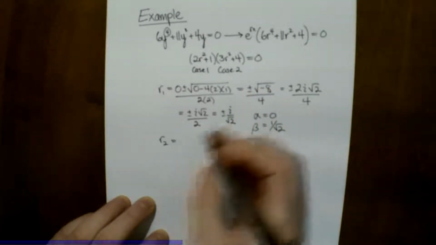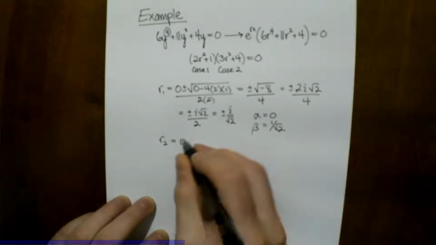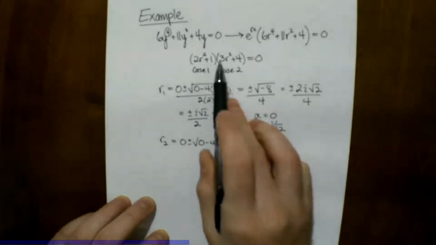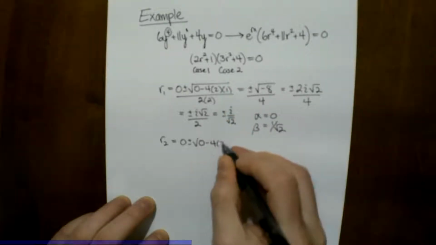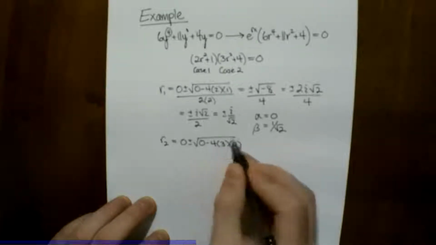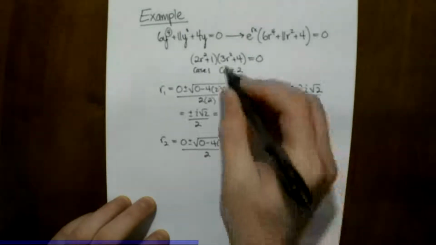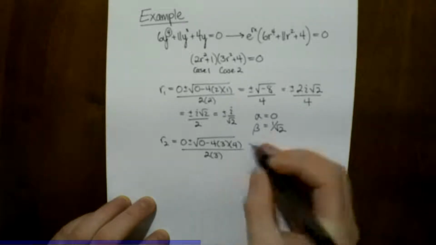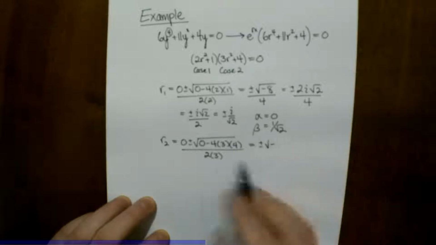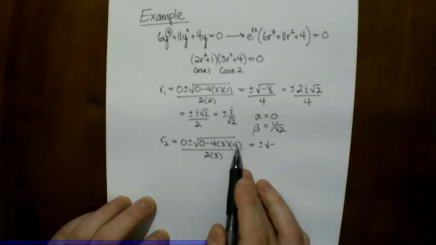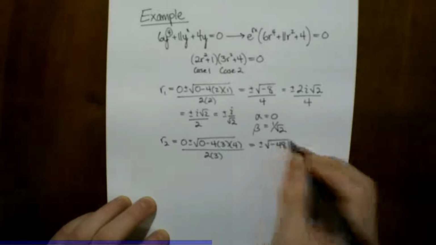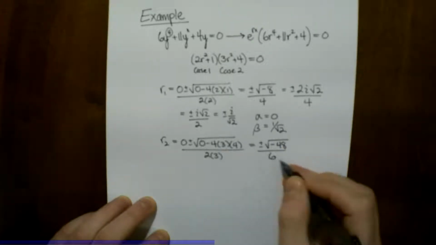Well, in this case, we have, again, no b term. So 0, plus or minus the square root of 0, minus 4 times a, and in this case a is 3, times c, which is 4. And this is all over 2 times a, which is 3. And simplifying, we have plus or minus a square root of negative 4 times 4 is 16, times 3 is 48. And this is all over 6.